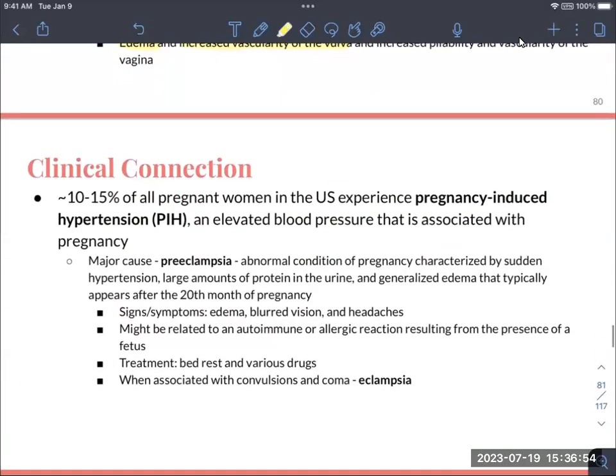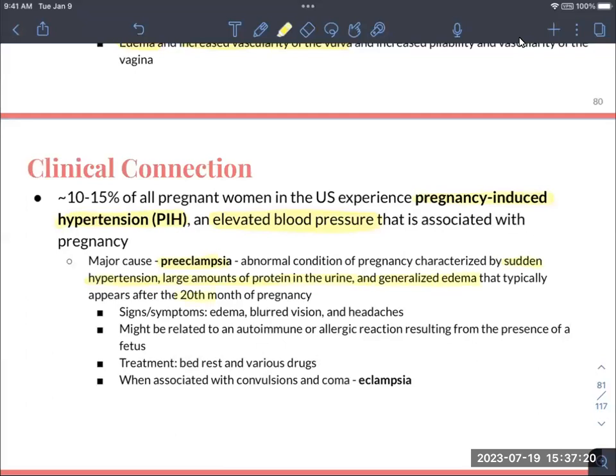So 10 to 15% of women in the US experience pregnancy-induced hypertension. So they get that elevated blood pressure. Preeclampsia is the major cause. Preeclampsia is where there is a sudden hypertension, large amounts of proteins in the urine, and edema.